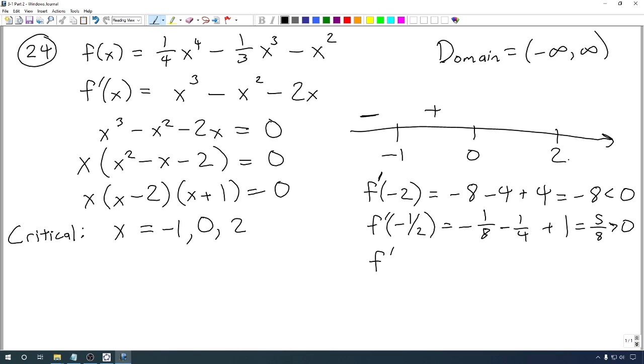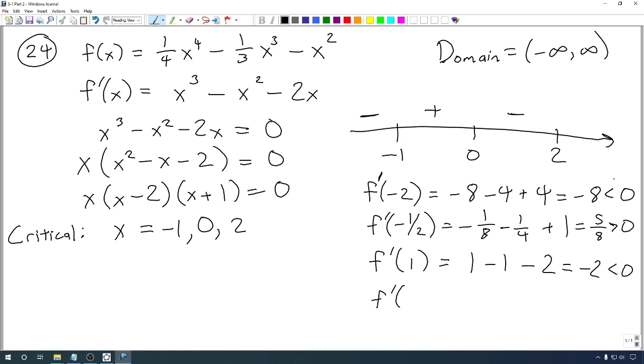Go ahead and move on from 0 to 2. Of course, there's one integer now. We can go ahead and just plug in 1. That's an easy enough number to use. When I plug 1 into my derivative, I get 1 here, get 1 here, but I get the negative 2 here. So 1 minus 1 minus 2. Of course, when we add all those together, we get negative 2, which is a negative number. We have a negative there.